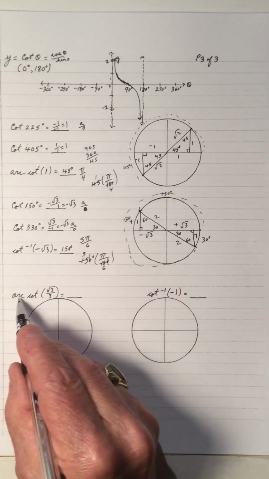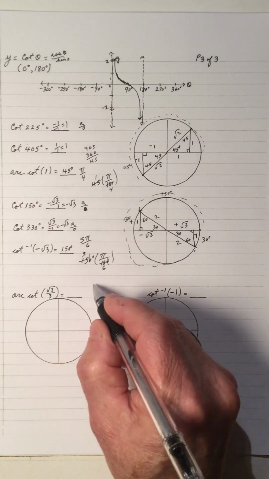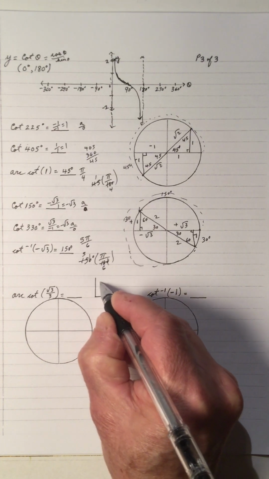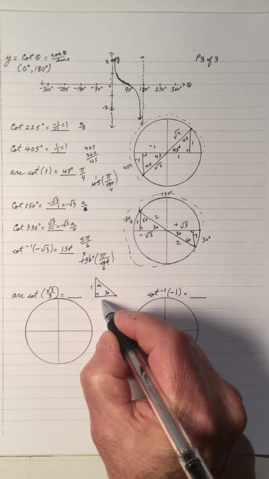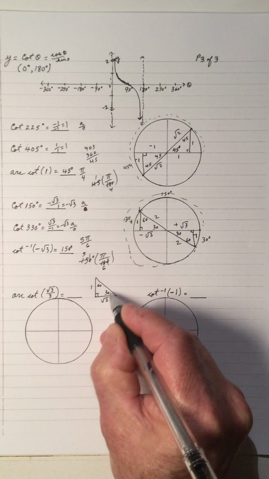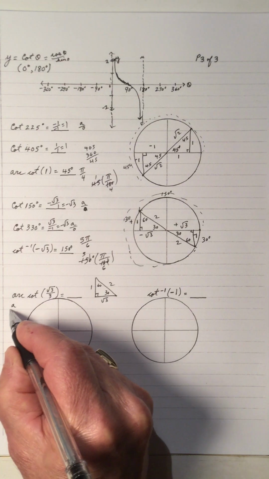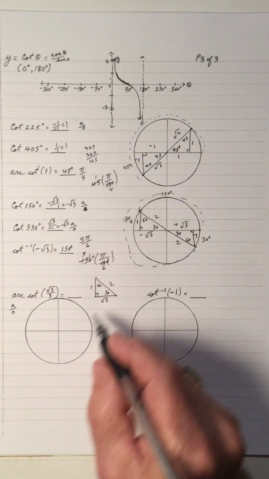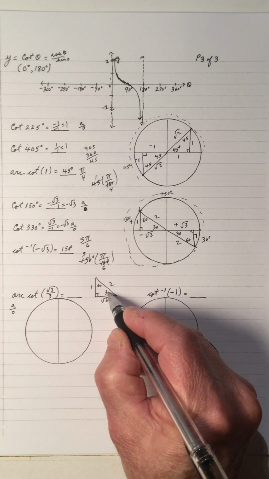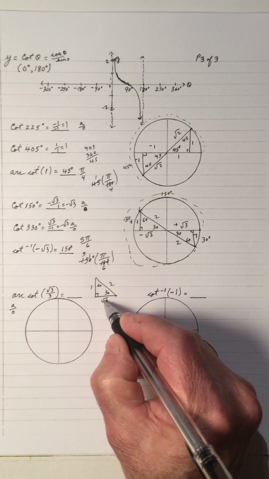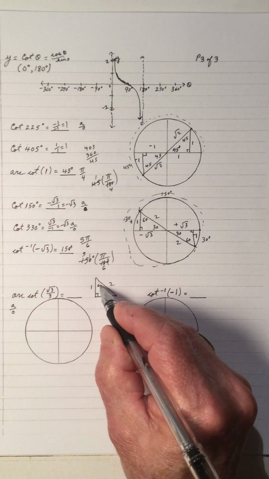Now let's do these two. What about the arc cot of root 3 over 3? So root 3 over 3 sounds like a 30, 60, 90. 1, root 3, and 2. And so the cot, again, is the adjacent over the opposite. So the adjacent over the opposite to give you root 3 over 3. Adjacent to 30 would be root 3 over 1. So that's not it. So it has to be the 60.